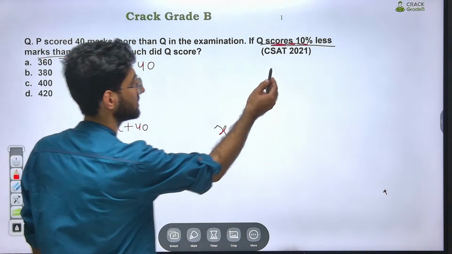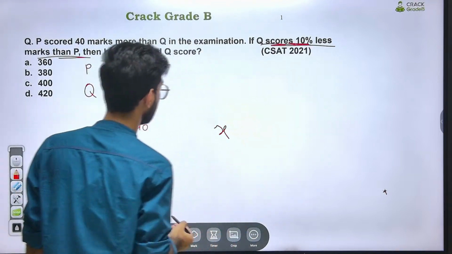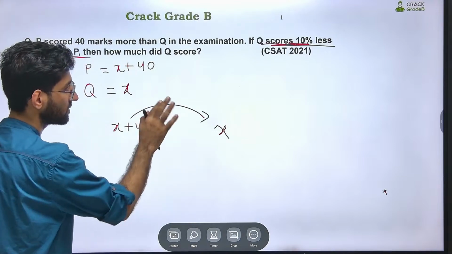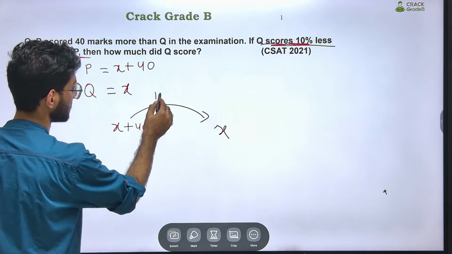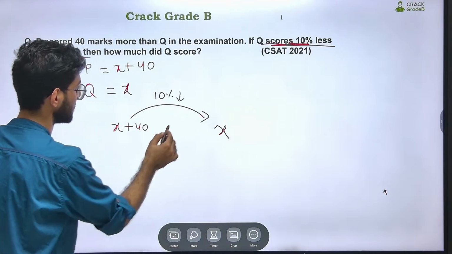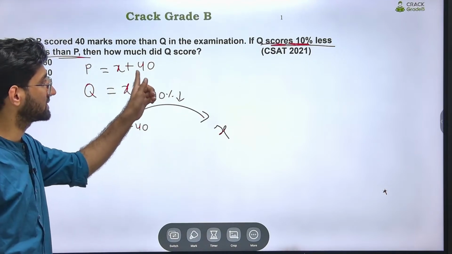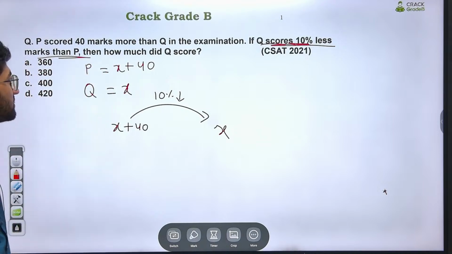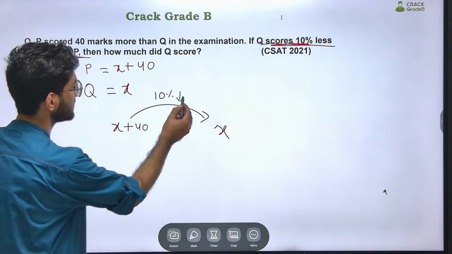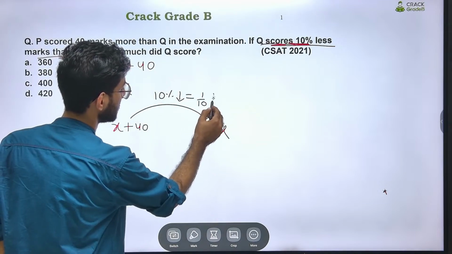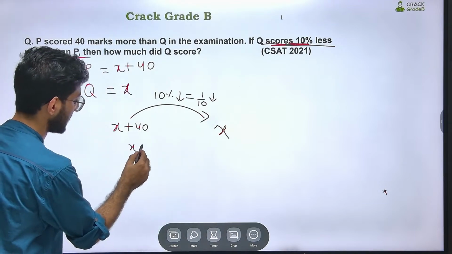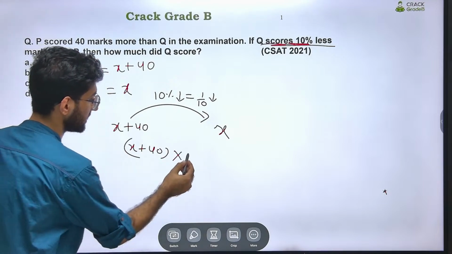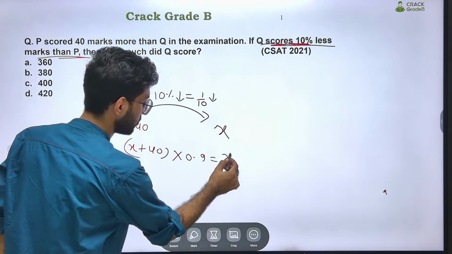So if this is 10% less than, what does it mean? See, if you have learned about the concept of multiplying factor, so this is 10% less. See, X is 10% less than X plus 40. Read this part. Q scores 10% less marks than P. So obviously this is 1 by 10 less than. So you can simply write, see, if you are able to think in this way, that X plus 40 into 0.9 equal to X, super.